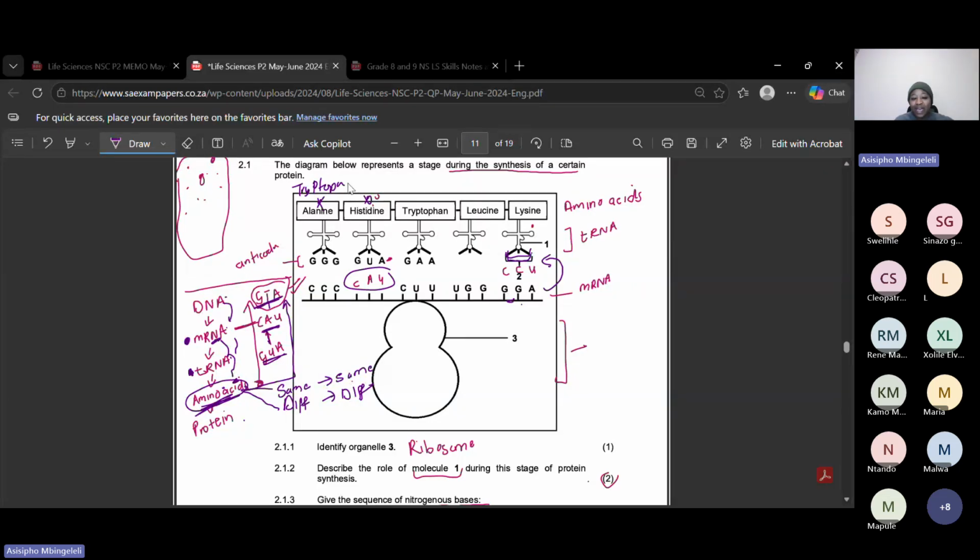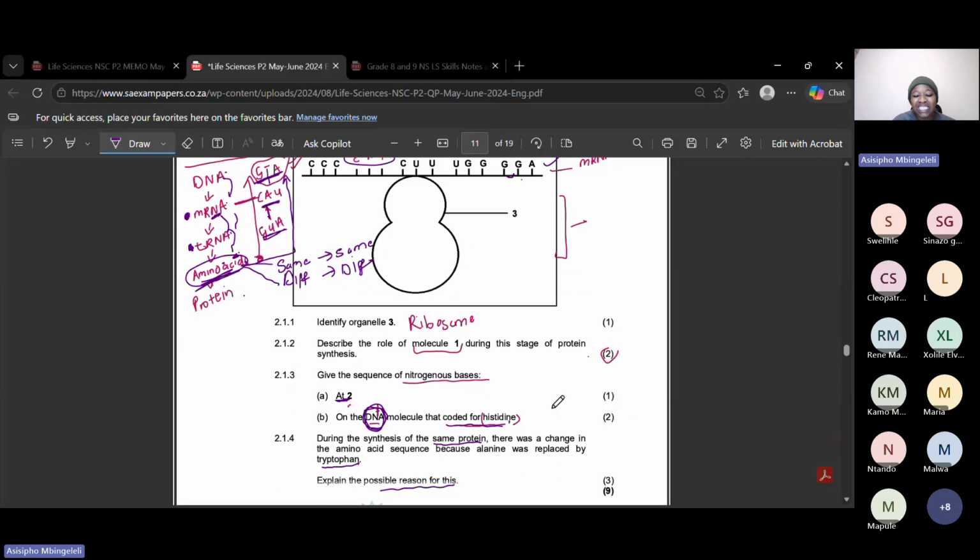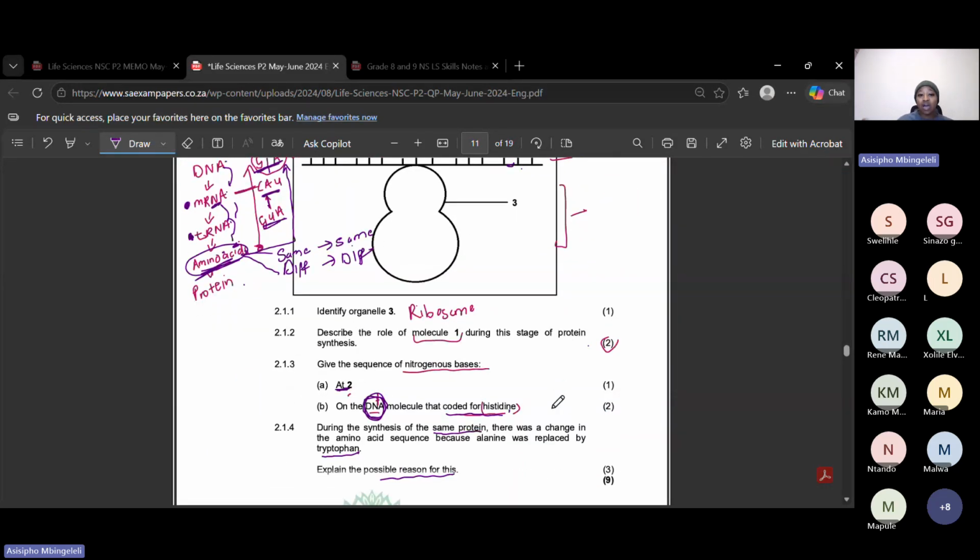So now what sequence do we have? Our initial sequence is supposed to be alanine, histidine, tryptoleucine. But what do we have now? Histidine, tryptoleucine. So what happened here? Mutation happened. 1 mark. Mutation occurred. Because what are they saying? They're saying we must explain the possible reason why now an amino acid alanine was replaced with tryptophan, meaning mutation occurred. But now, where did this mutation occur? Because once you say mutation occurred, that's 1 mark. And what is the allocation? 3 marks. So you are going to trace it back.